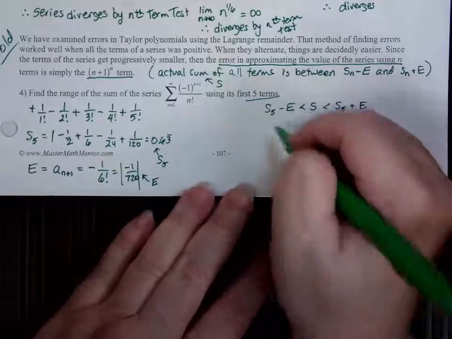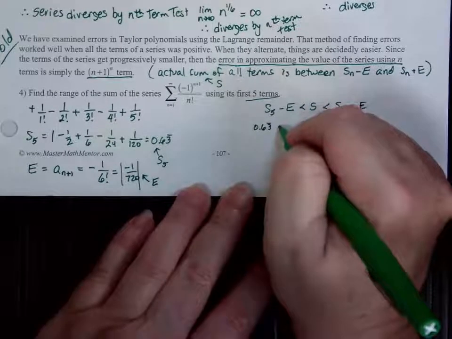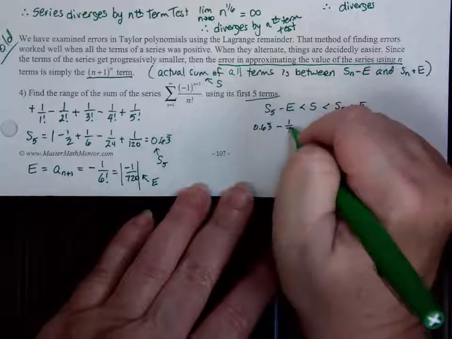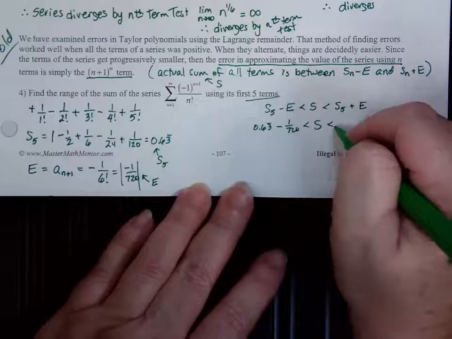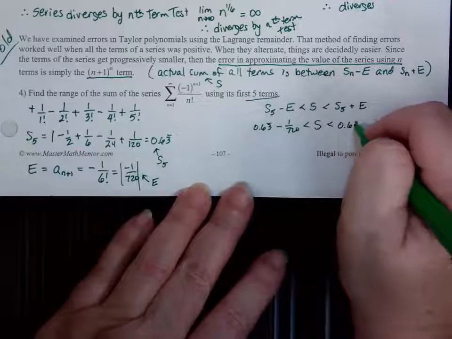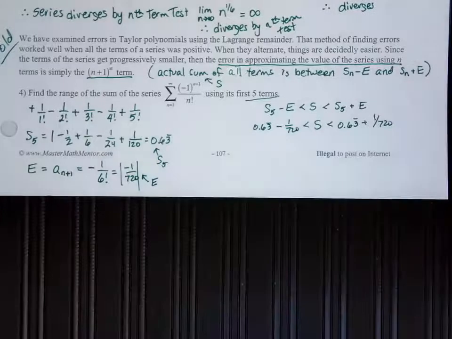Okay? So let's bring the numbers in. 0.63 repeating minus 1 over 720 is less than S is less than 0.63 repeating plus 1 over 720. Now I'm going to stop for a minute. I want you to look at that and see if you understand where everything came from. Are we good? Yes. Y'all see where I got everything?